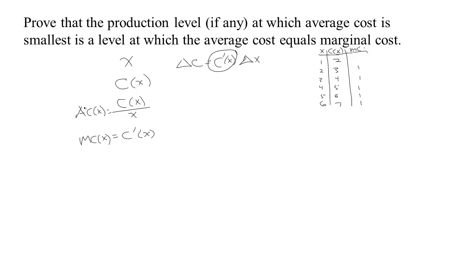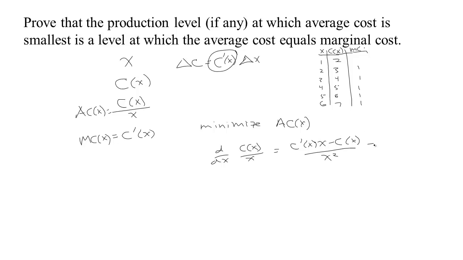Okay, so they're basically saying we want to minimize the average cost. So, well, how would we minimize? We take the derivative, right? If you want to take the derivative of this quotient, the cost divided by the number of items, you take the derivative of the top times the bottom minus the top, which is the cost, times the derivative of the bottom, which is 1, all over the bottom squared.